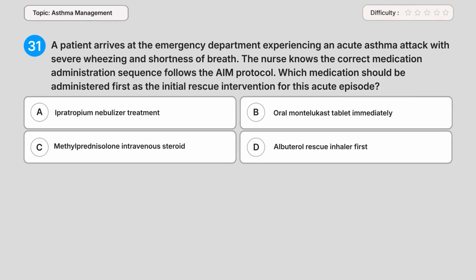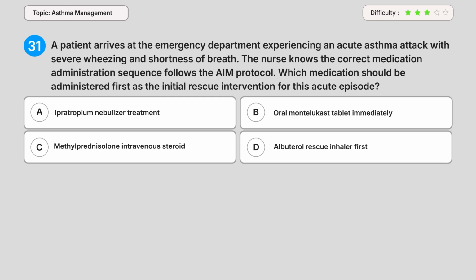31. A patient arrives at the emergency department experiencing an acute asthma attack with severe wheezing and shortness of breath. The nurse knows the correct medication administration sequence follows the AIM protocol. Which medication should be administered first as the initial rescue intervention for this acute episode?